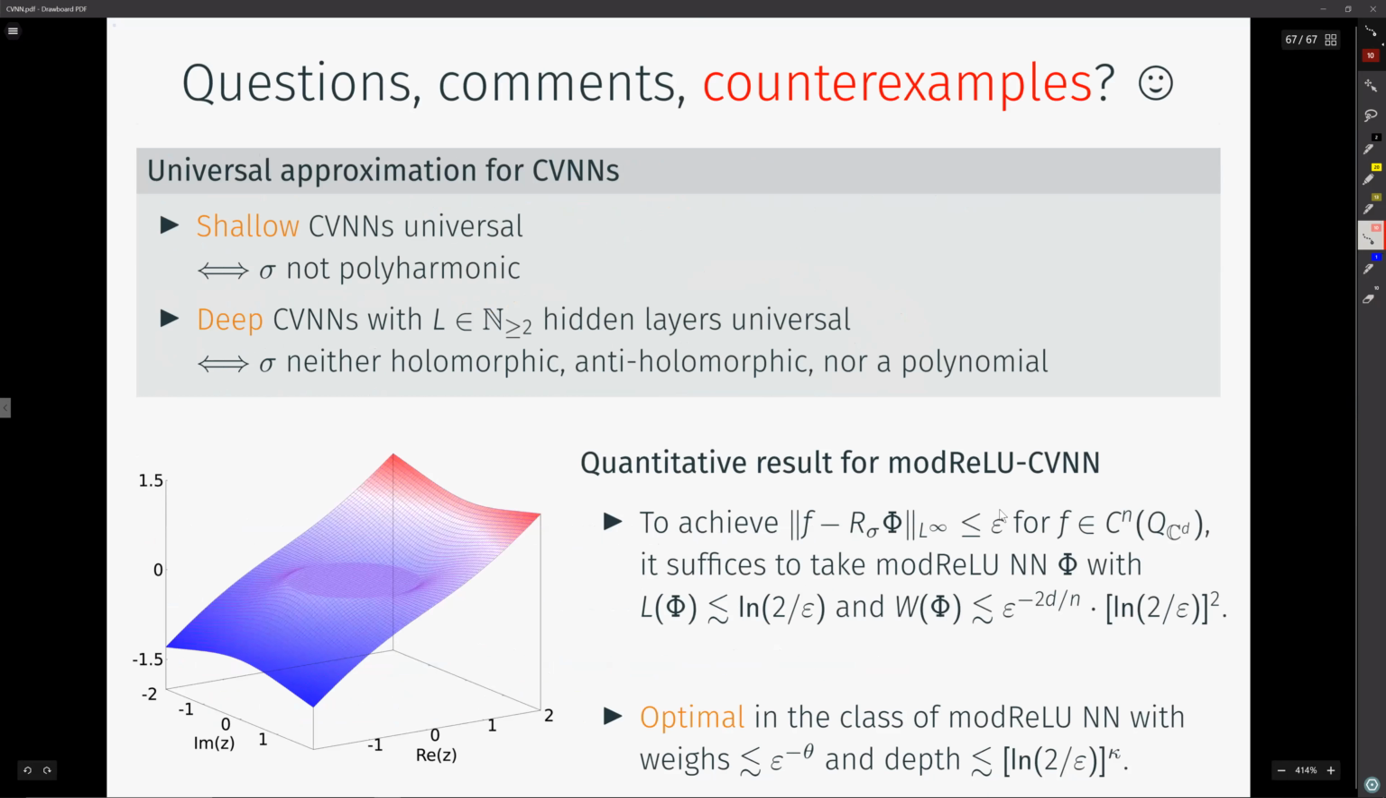Okay, so with this, I would like to close and thank you very much for your attention. So what did we see? We saw the universal approximation theorem generalized to complex networks, which involved some, at least I think, quite nice properties of complex valued functions like this polyharmonicity and the Wirtinger derivatives. And in the last part, I briefly told you about some more quantitative results for networks with this modReLU activation.